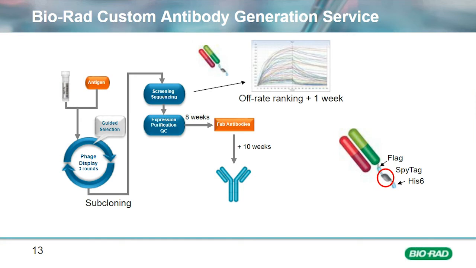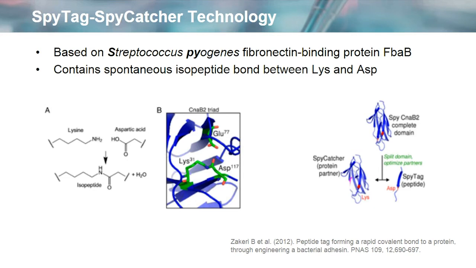SpyTag gets its name from Streptococcus pyogenes. So within Streptococcus pyogenes is a fibronectin binding domain that contains a collagen adhesion domain, and within this there is a bond between the lysine at position 31 and the aspartic acid at position 117.